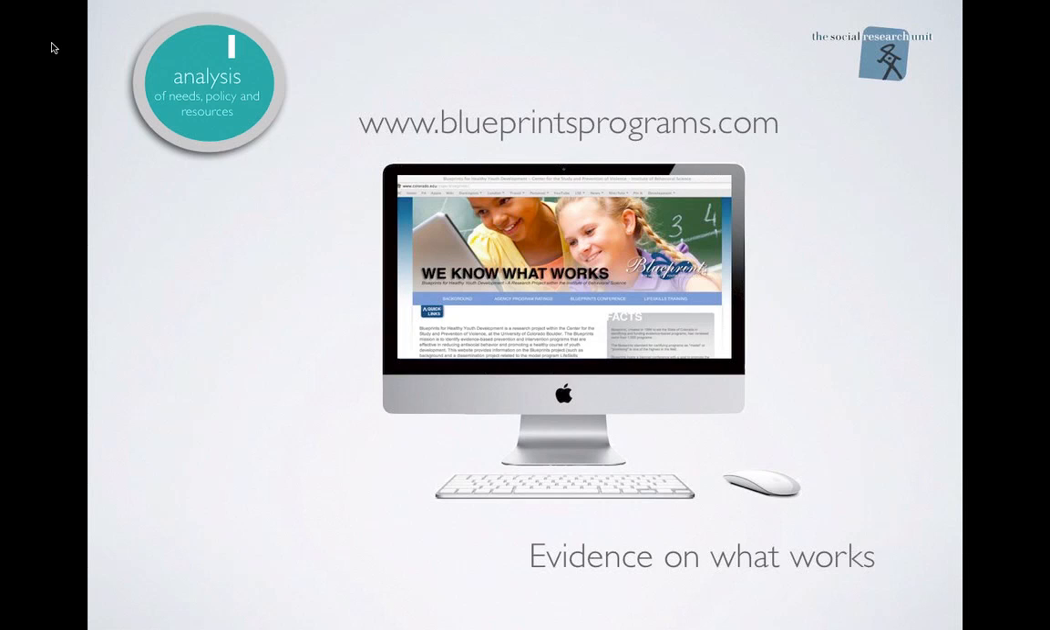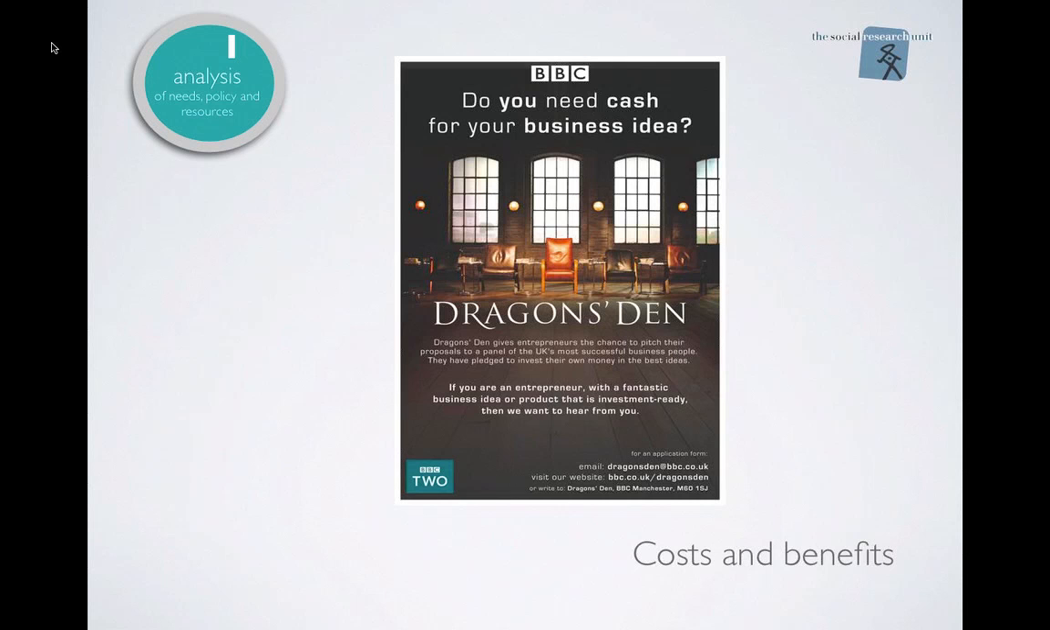In addition to evidence on what works, you need to consider resources available to you and the investment required to commission evidence-based programs. The cost of programs is a critical aspect to take into account. However, rather like an investor on the BBC TV programme Dragon's Den, a smart commissioner also considers the short-term and long-term benefits of these programs.